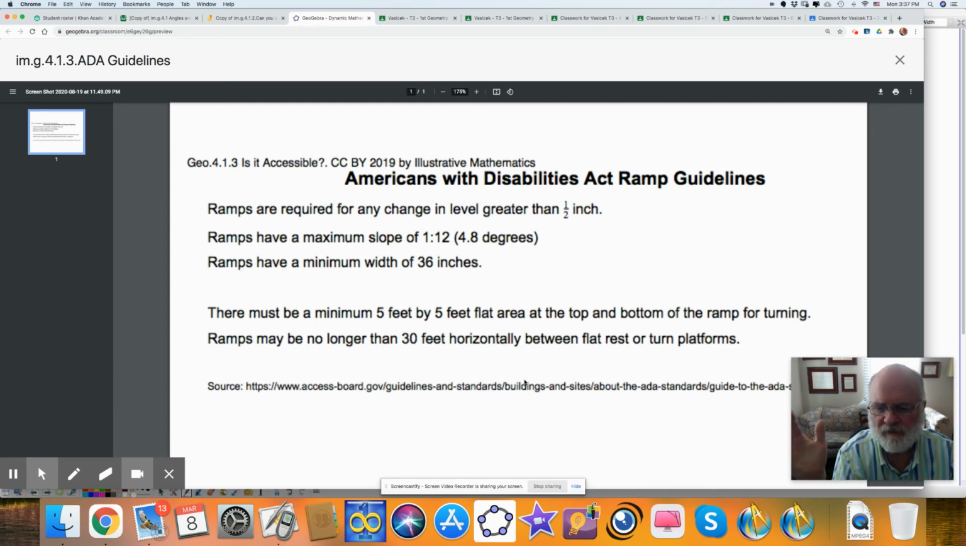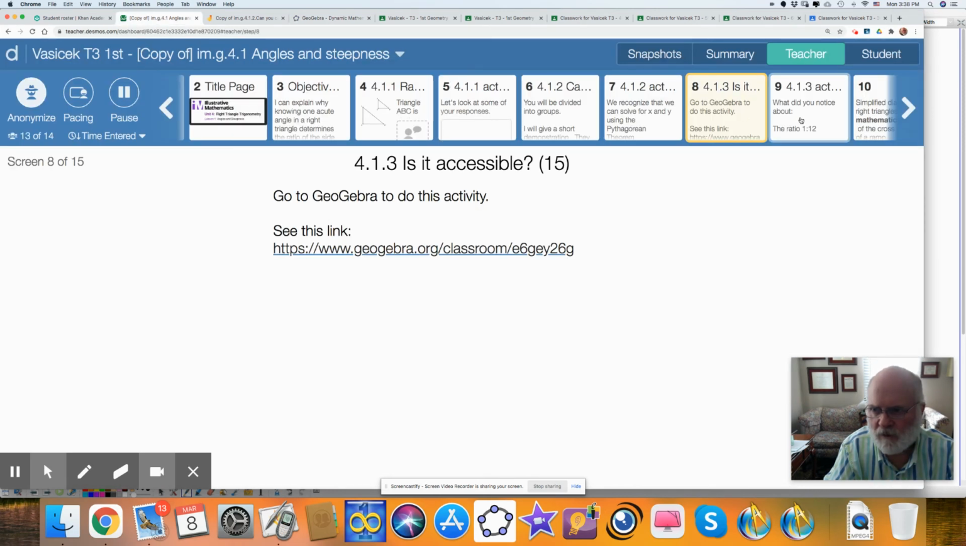There must be a 5 foot by 5 foot flat area at the top and the bottom for turning with the wheelchair. Ramps may be no longer than 30 feet overall between the flat rest platforms. So this has a maximum of 30 feet. And let's see what else is going on with this question.